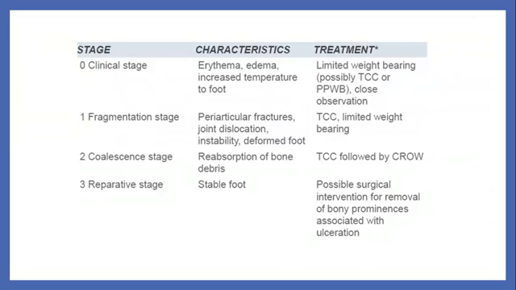In the fragmentation stage, Eichenholz 1, these patients should be in a total contact cast and limited weight bearing. In stage 2, these patients can be in a total contact cast followed by a CROW walker. And then lastly, in stage 3, this is when you have more of a stable foot. You can consider doing surgery at this point. You can either do just a planing of bony prominences that are associated with the presence of an ulceration, or a reconstructive surgery for obtaining a more stable plantigrade foot.